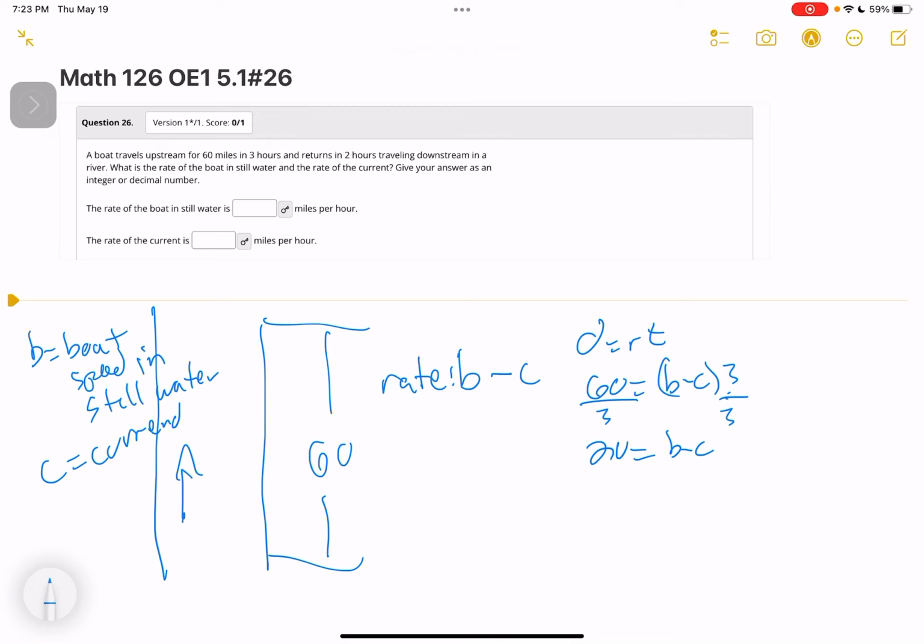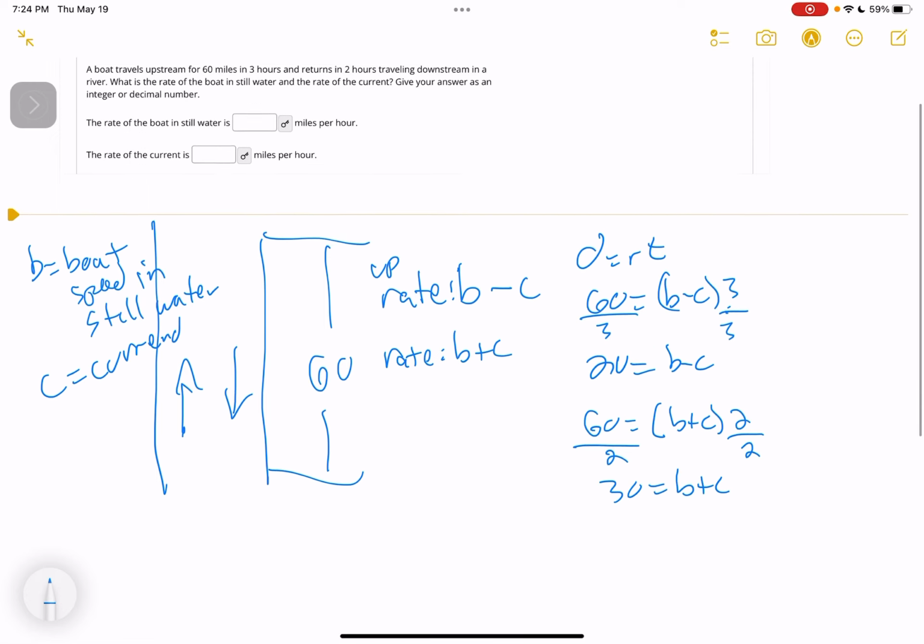And then on the other hand, we have going downriver. Going downriver, you have the rate being the boat's speed plus the current speed. So in that case, 60 equals B plus C times 2, so if we divide the 2 out, we end up getting 30 equals B plus C.